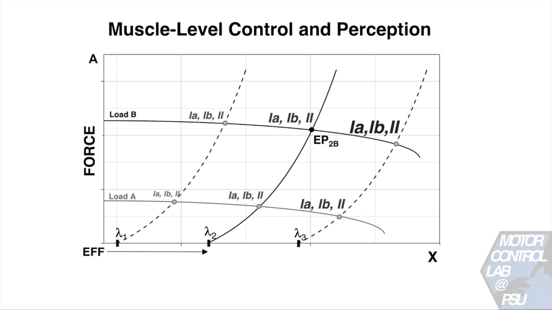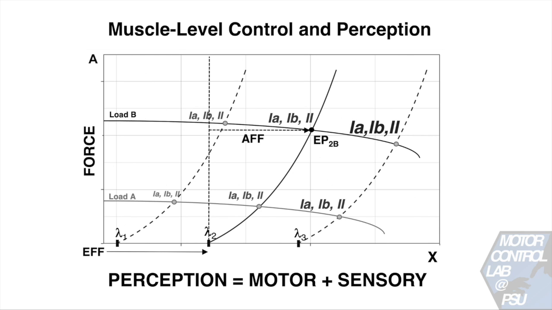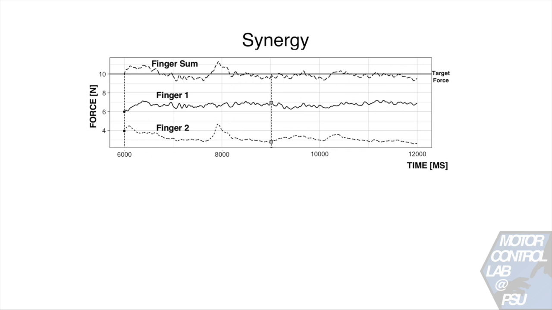So each equilibrium point that we see on the graph here is associated with its own unique set of afferent signals to the central nervous system, making it then possible for the central nervous system, given the afferent and efferent components of movement, to dictate where the endpoint is in space. So perception is a function of motor and sensory processes. Control via these mechanisms allows us to analyze synergies in finger force space.